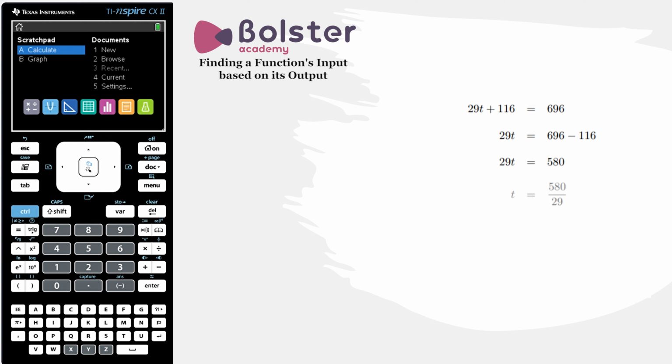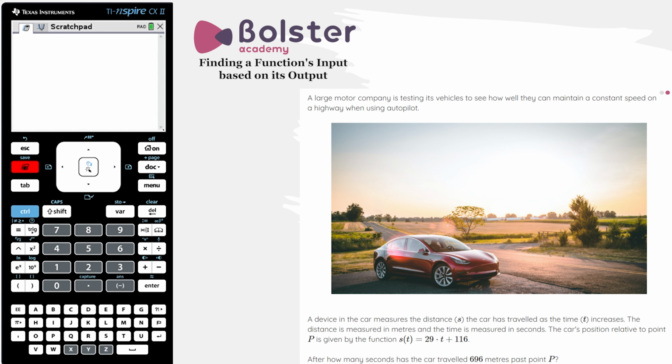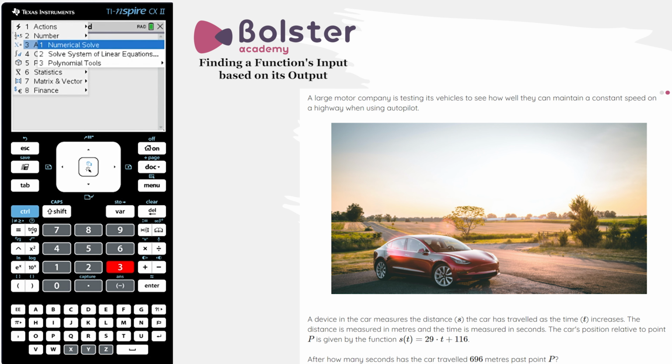But what if we're not super comfortable with algebra? Or what if we just want to double check our answer to make sure that we got things correct? How do we do this on the calculator? Well, we go into Scratchpad, we hit the menu button, next we hit algebra, number 3, and then we hit option number 1, which is numerical solve. So this allows us to solve equations on our calculator.